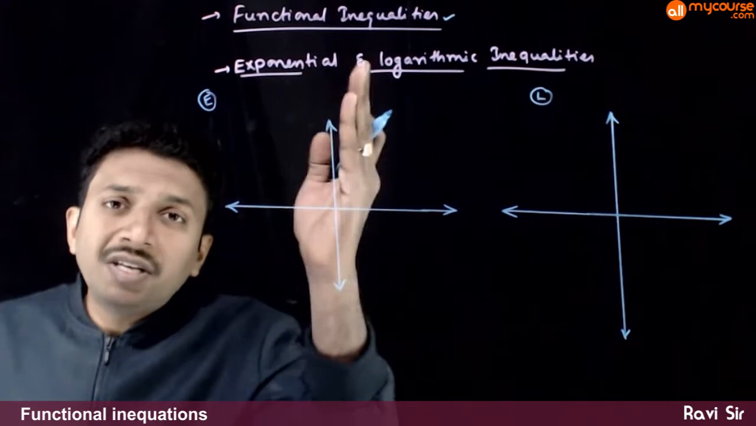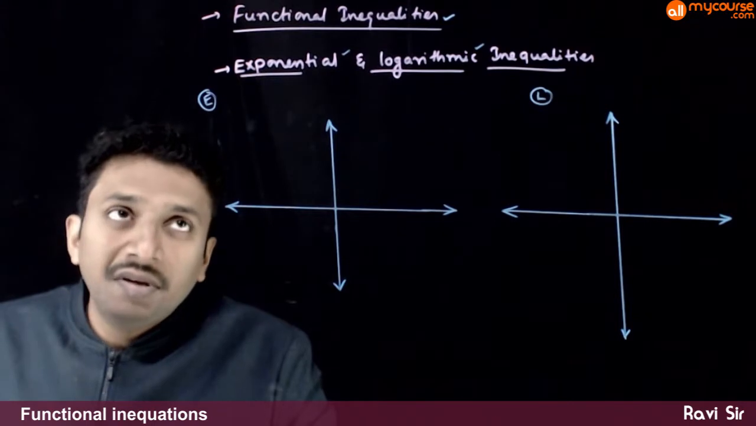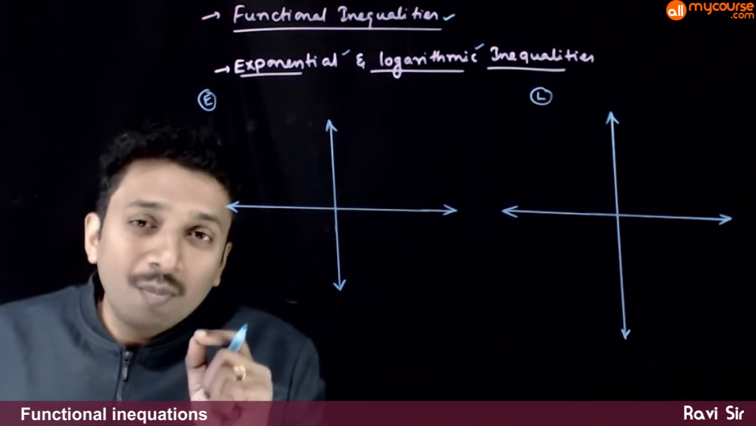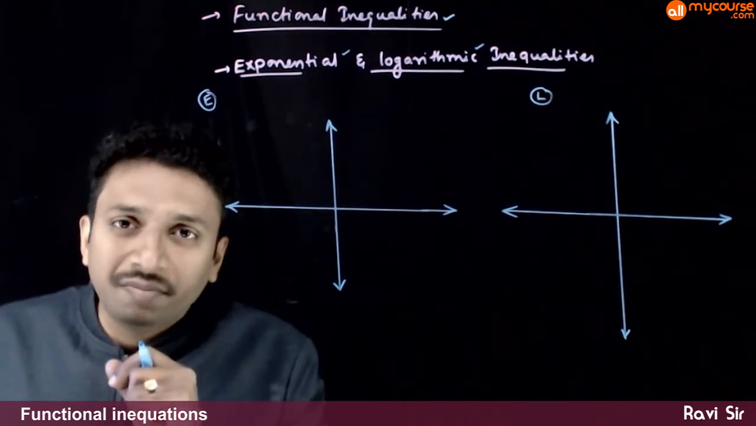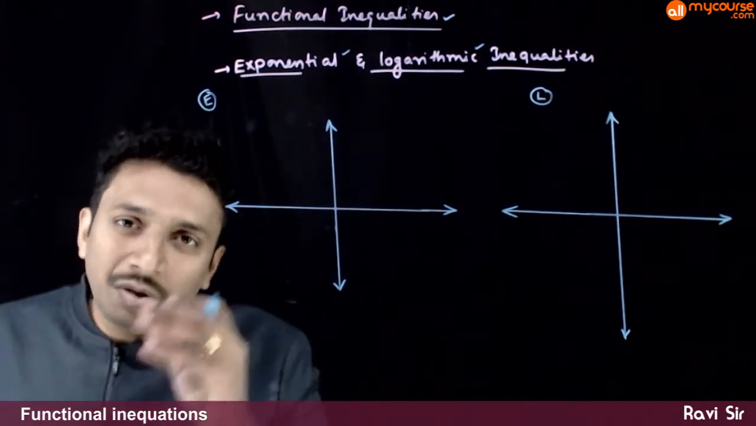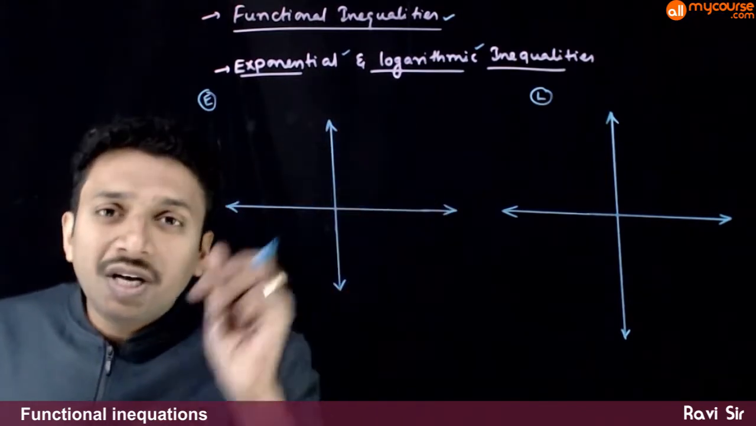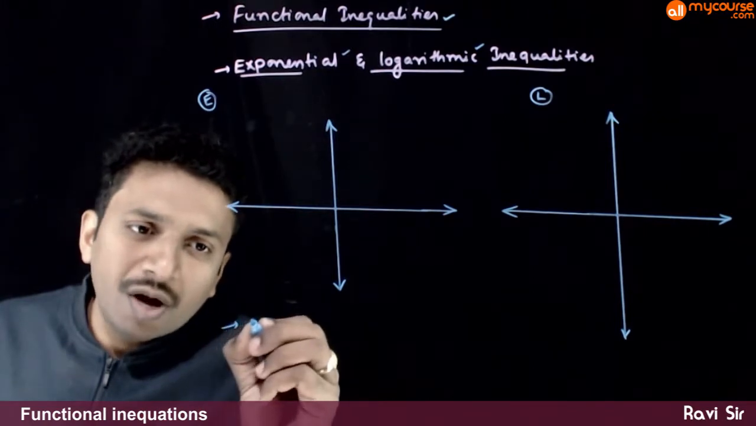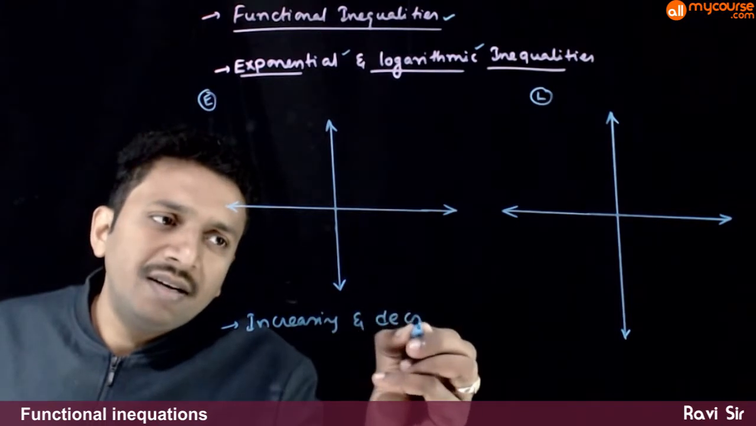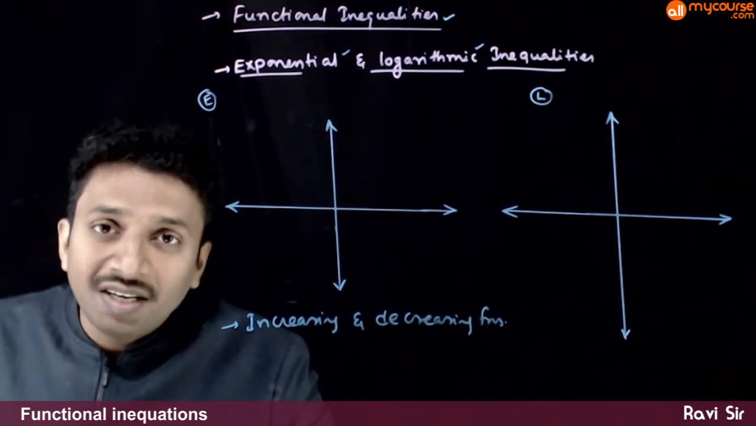So the next type of functional inequations are exponential and logarithmic inequalities. These two are slightly different from modulus inequalities because the modulus function is a piecewise defined function, but exponential and logarithmic functions are not piecewise functions. They are uniformly defined functions. Now, in solving exponential and logarithmic inequalities, we use the concept of increasing and decreasing functions.